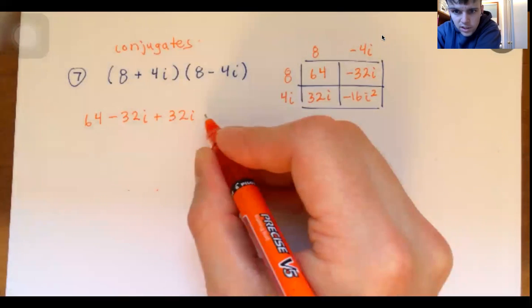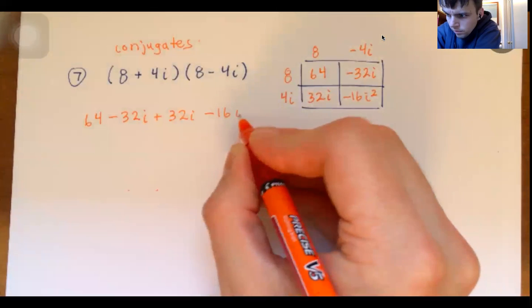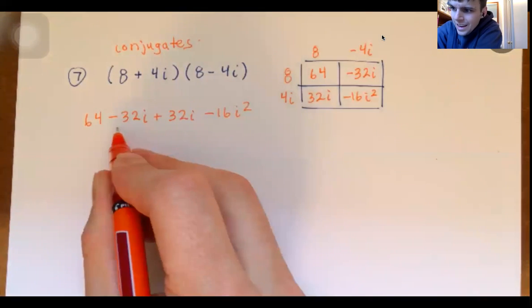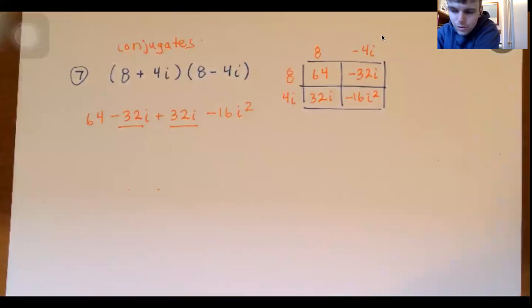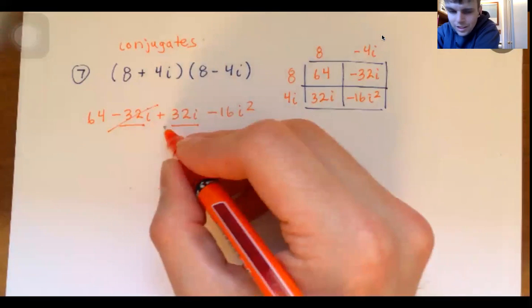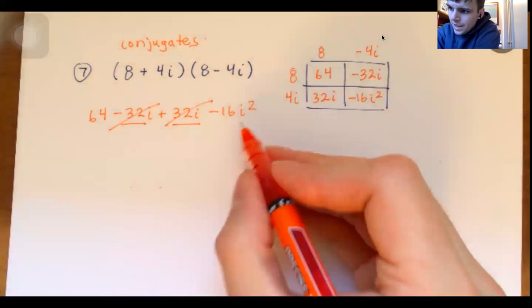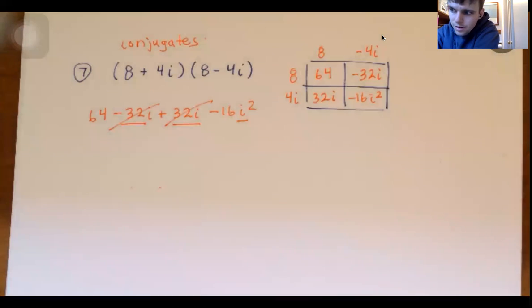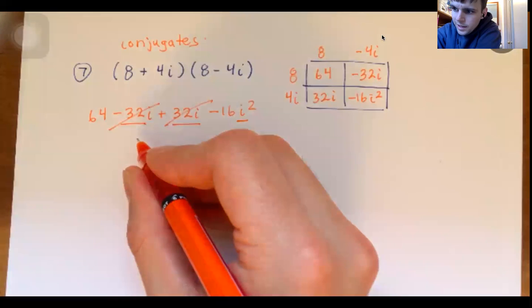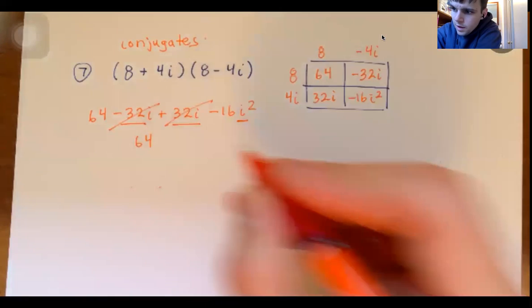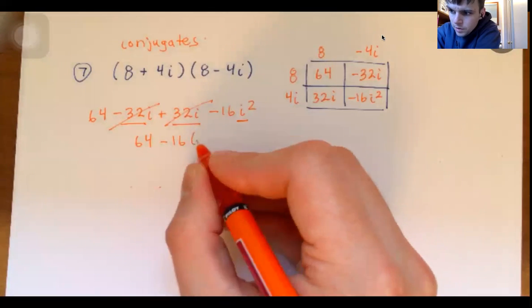You might be able to see it already. The negative 32i, positive 32i, those are just going to cancel out. They're going to become 0. Those i's go away. And this one, it's i squared. We already know that's going to go away too. So we are going to end up with 64 minus 16 times negative 1.